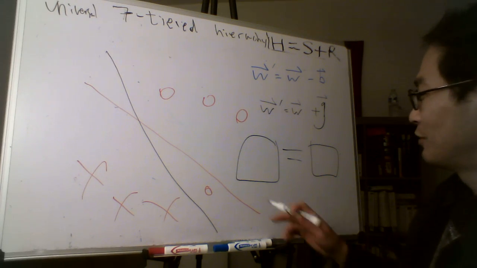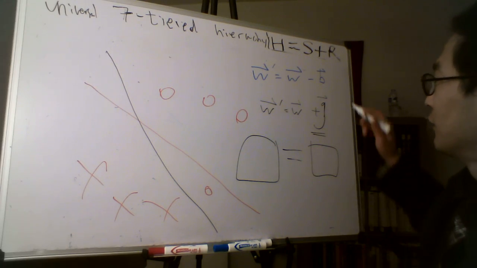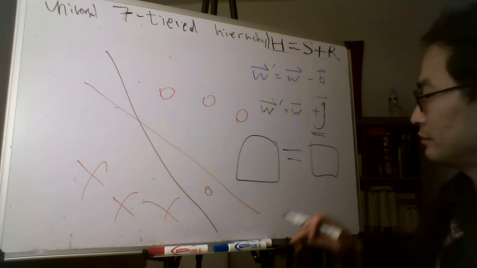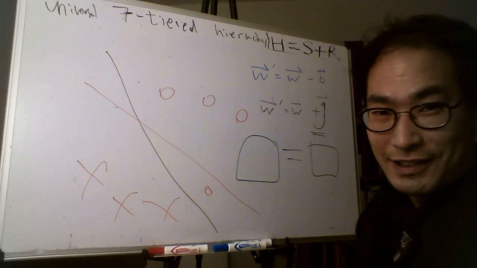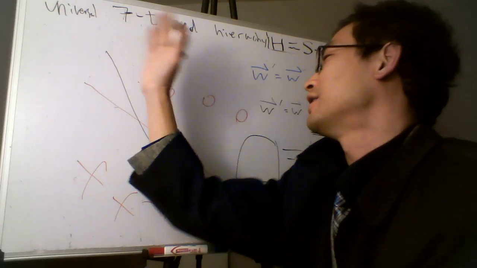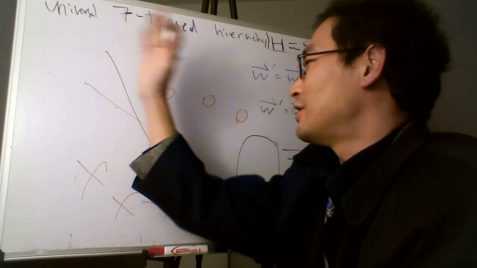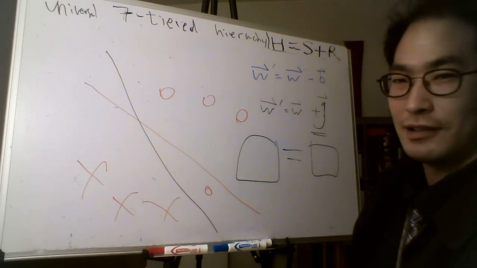By how much? By this much times eta. We don't want to learn too quickly. We don't want to radically change this slope too much. We want to do it just a little bit.